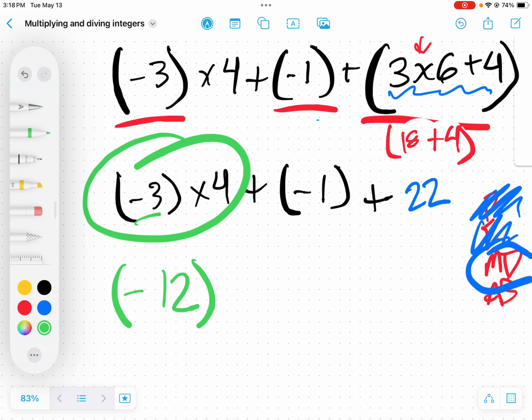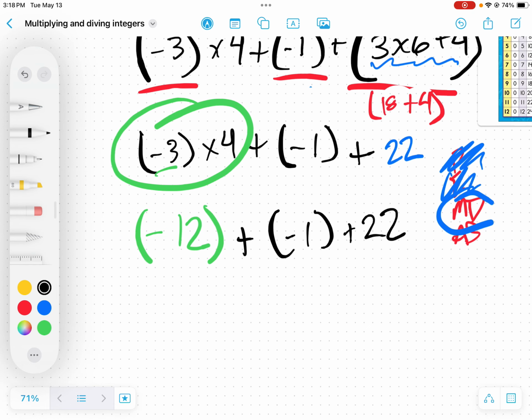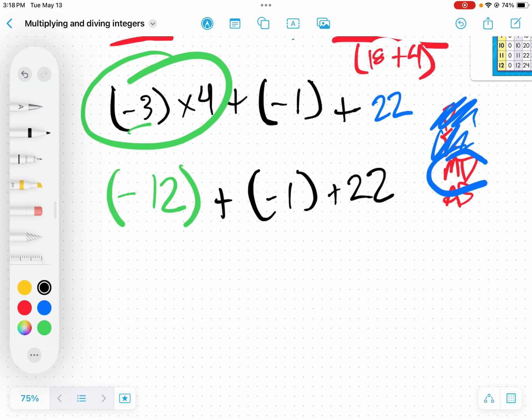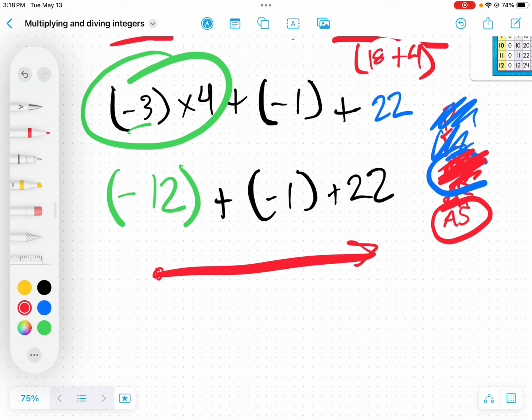And every time you write a negative number, write it in parentheses because it might create a winky or squinty face. Bring down everything else. And there we go. So now we are here at this point. We don't have any more multiplying and dividing. So now we just have adding and subtracting left. Do we have adding and subtracting? Yes, we do. So again, we're going to start at the left, work our way to the right.